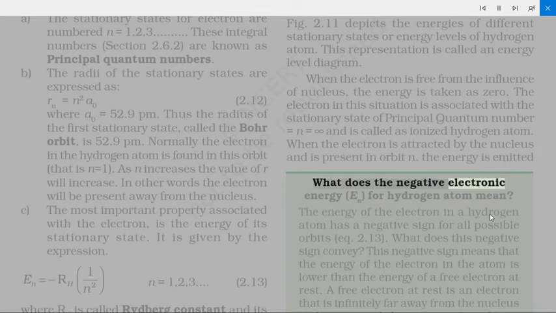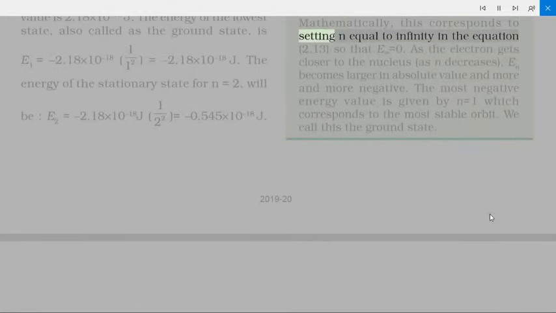What does the negative electronic energy En for the hydrogen atom mean? The energy of the electron in a hydrogen atom has a negative sign for all possible orbits, equation 2.13. What does this negative sign convey? This negative sign means that the energy of the electron in the atom is lower than the energy of a free electron at rest. A free electron at rest is an electron that is infinitely far away from the nucleus and is assigned the energy value of zero. Mathematically, this corresponds to setting n equal to infinity in equation 2.13, so that E∞ = 0.